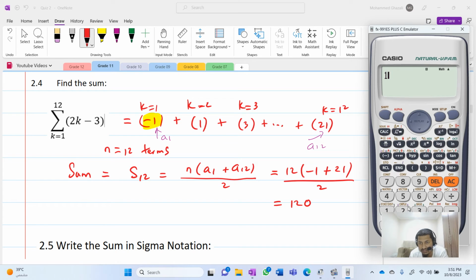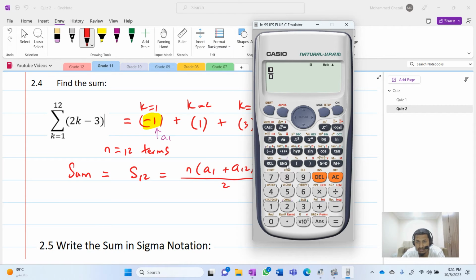We can just verify this on the calculator. 12 times 20 on the numerator, and we will divide it by 2, which is 120. You can also check this in sigma notation. Shift sigma. Remember, we're just changing the counter, so k is equal to 1 to 12. You have to show all your workings, so you use the series 2x minus 1, and if we press equals, oh sorry, it was 2x minus 3, not 2x minus 1. That's why we were getting a different answer. With 2x minus 3, we are getting 120.